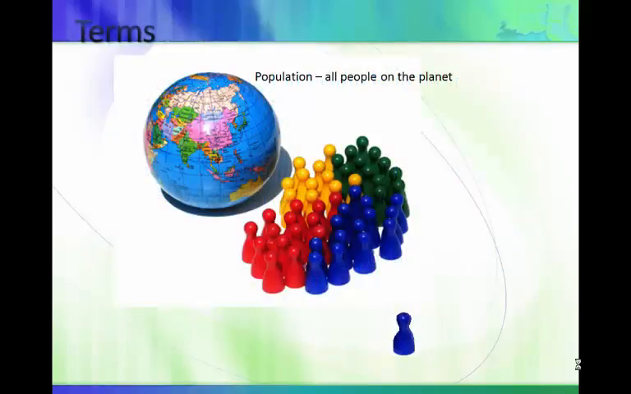So an example would be the population would be all the people on this planet. A sample would be just a select group of those people. And an individual would be one person.